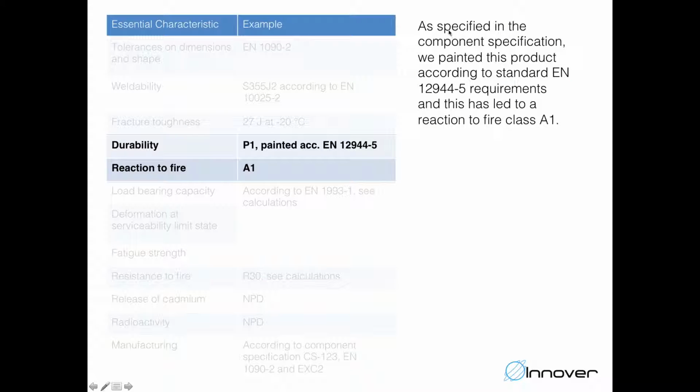Then, as specified in the component specification, we painted this product according to the standard EN 129445, and this has led to a reaction to fire class A1. So in the component specification it was specified what we had to do in terms of corrosion protection, so we did that. Here we have basically said that we didn't really do any pre-treatment, and then we just painted it. And the paint we used to coat this structural steel product gives us a reaction to fire class A1, so it doesn't participate in the fire. But basically we are just declaring what the corrosion protection is and what the reaction to fire is.